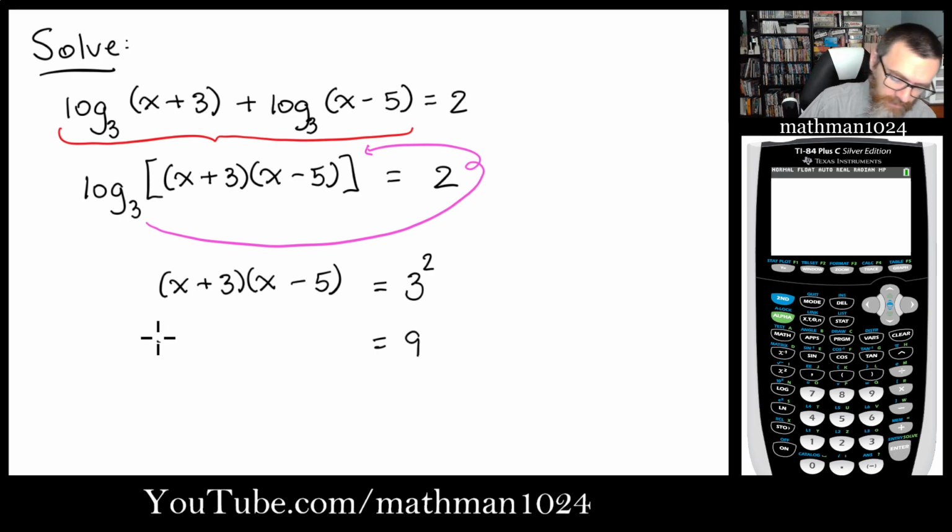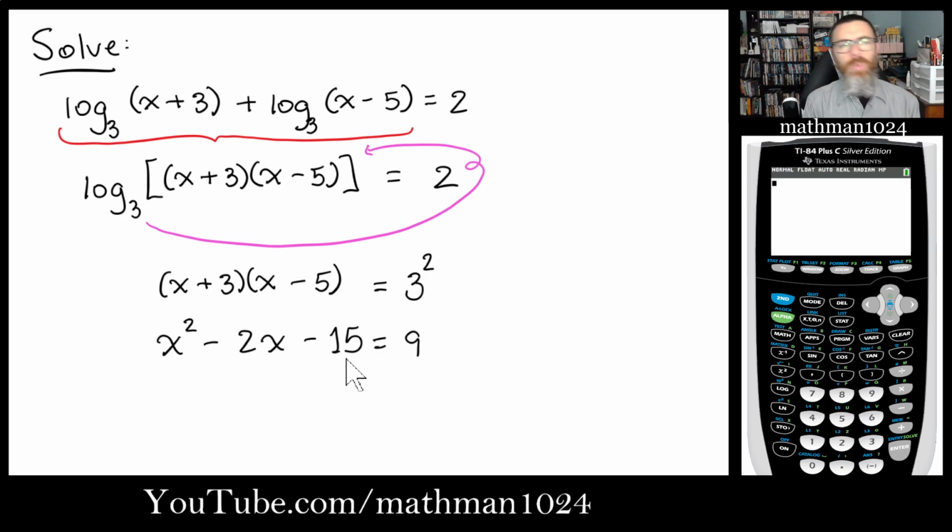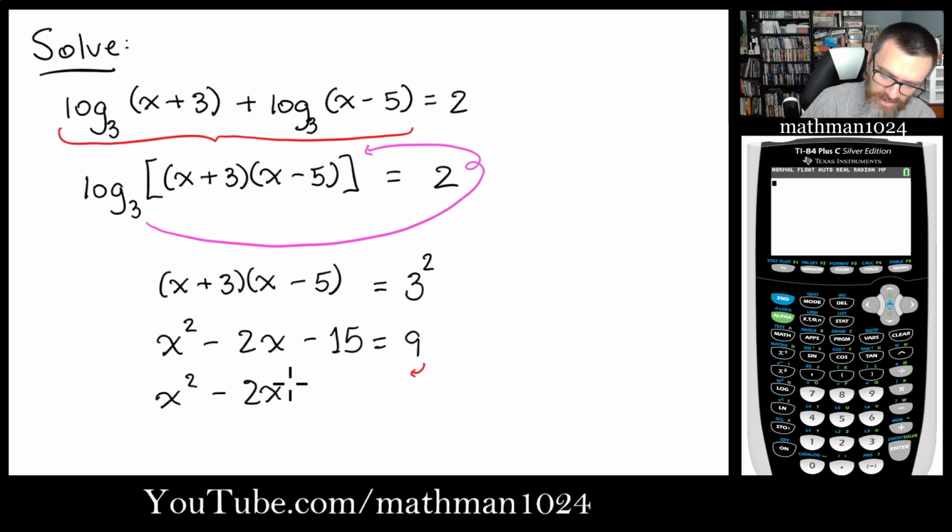On the left, if you FOIL this out, you would get x squared minus 2x minus 15. So we got rid of the logs, and now we have something that's quadratic, so we solve it as we would solve any other quadratic. Let's move the 9 to the other side, that way we have all of our terms for the quadratic equation on the same side. So x squared minus 2x minus 24 is equal to 0.